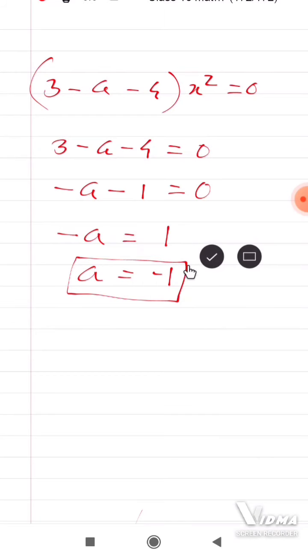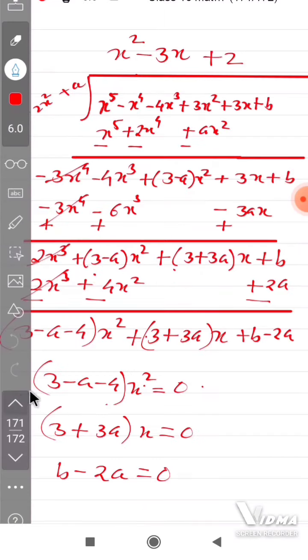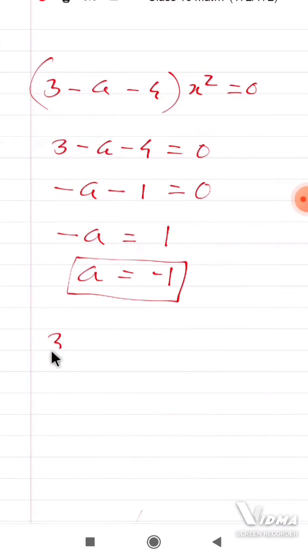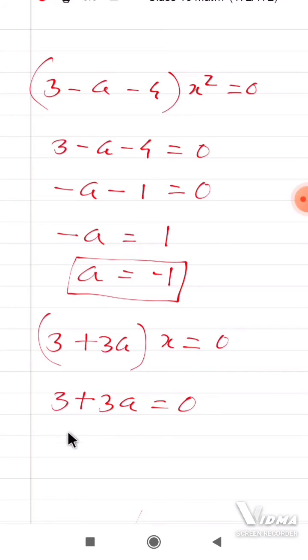Now look at the next one. We got one more, (3 plus 3a) into x equals 0. We will solve this also. When you transpose x to the right side, it is divided and 0 remains. So you get 3 plus 3a equals 0. When you transpose 3 to the right side, you get 3a equals minus 3. That means a equals minus 3 by 3, and that equals minus 1.